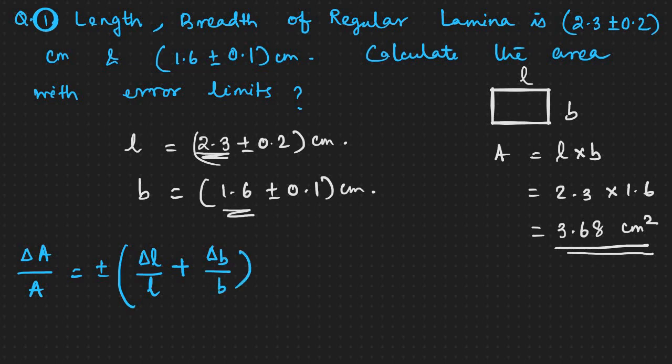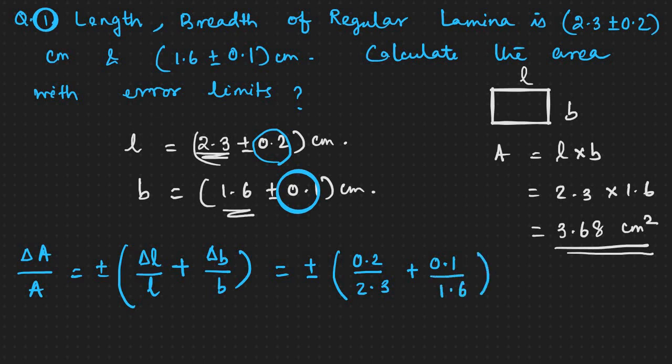So let's put the ratio on. Here it is 0.2. The error is plus minus 0.2. It can be on the positive side, it can be on the negative side. It can be added, can be subtracted, but it is the error value. So I will write it as 0.2 divided by 2.3, right? Similarly, plus, what is del b? Del b is plus minus 0.1. So I'll write it as 0.1 divided by 1.6.